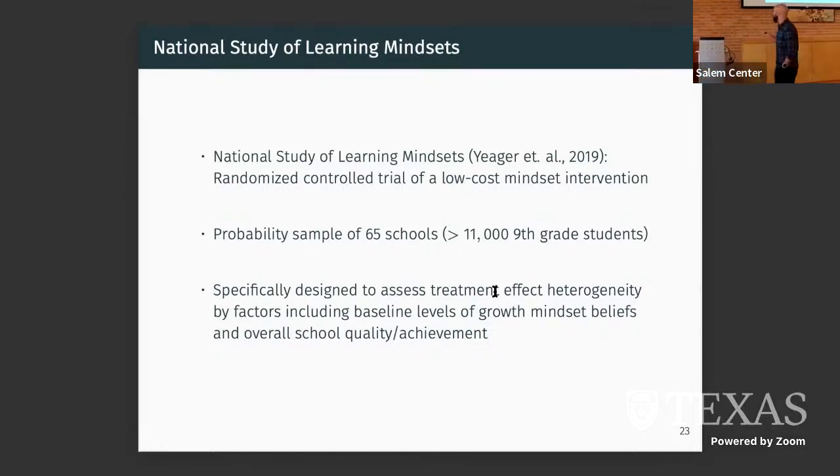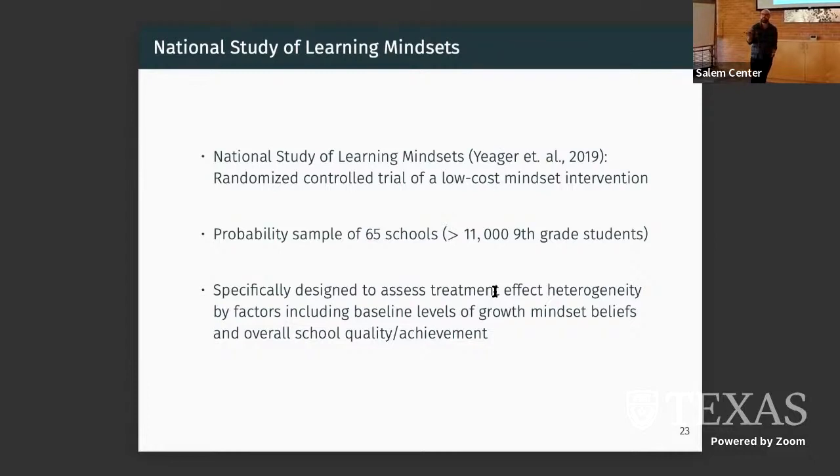Okay, so context here, there were two that were particularly interesting. The first one was baseline levels of growth mindset beliefs. Okay, so if I think I can learn, but the people around me don't think I can, maybe it's going to inhibit the effect of the intervention. Okay. And then the other context factor was this measure of overall school quality or achievement. Okay? And there were some interesting hypotheses about how the overall level of school achievement would influence the treatment effects.